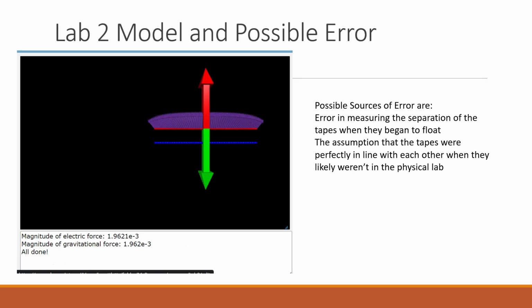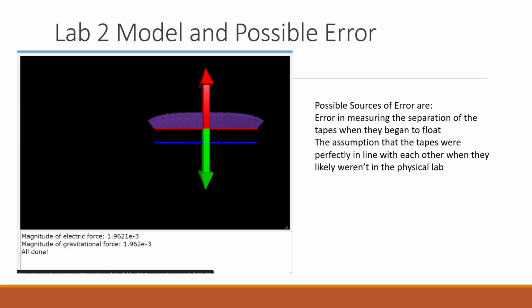Model created by our code: the purple vectors represent the individual electric fields on each of the top tape's particles. The red vector is the net electric force on the top tape, and the green vector is the gravitational force on the top tape. And we can see the magnitude of the electric force and the magnitude of the gravitational force are equal with the charge we selected.